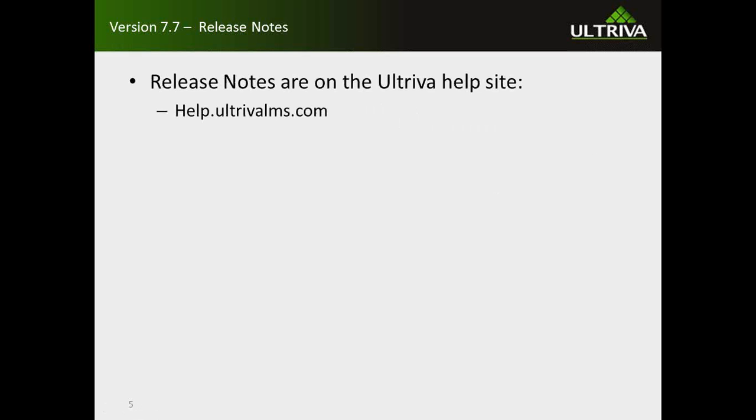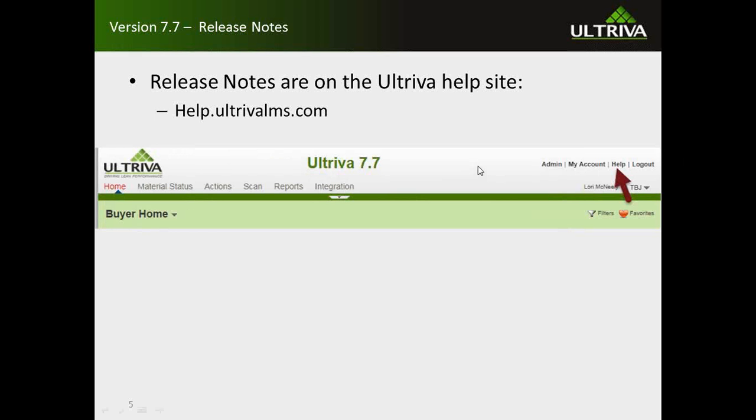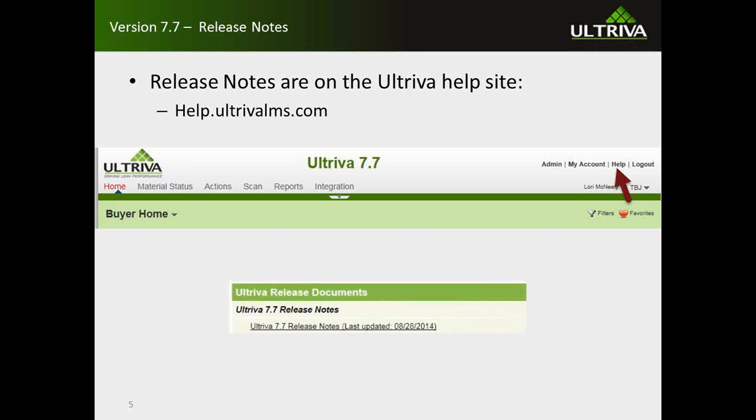They are found on the help site. If you know how to get to the help site from within Ultriva, raise your hand. I see a couple of hands going up, so a few people know about it. In case you do not, once you're logged into Ultriva, there's a help button that will open up our help site, where we have some documents, the webinars, and of course the release notes under the release notes documents.